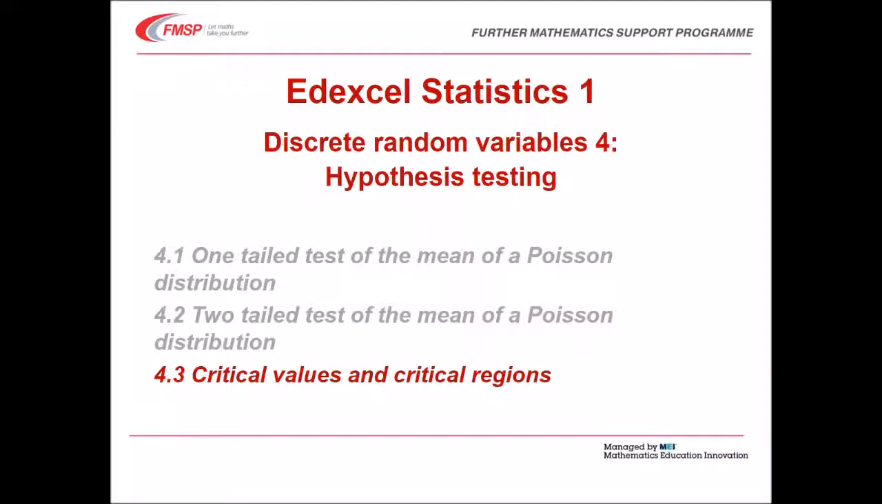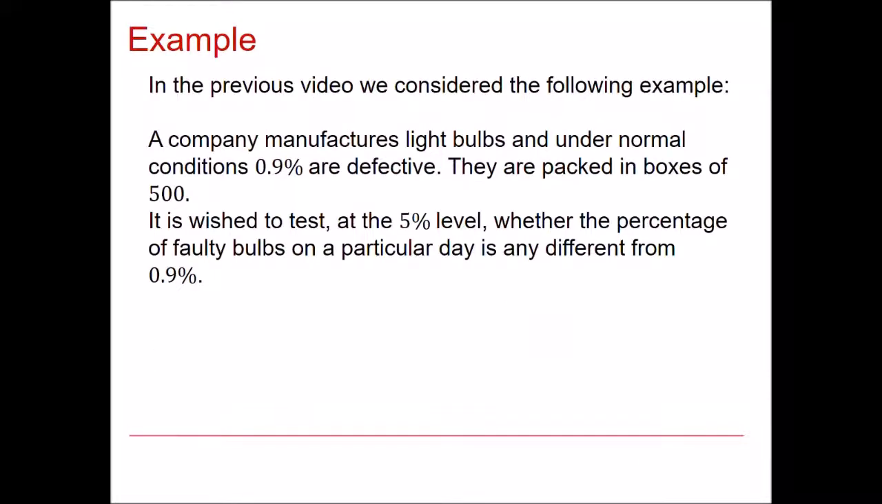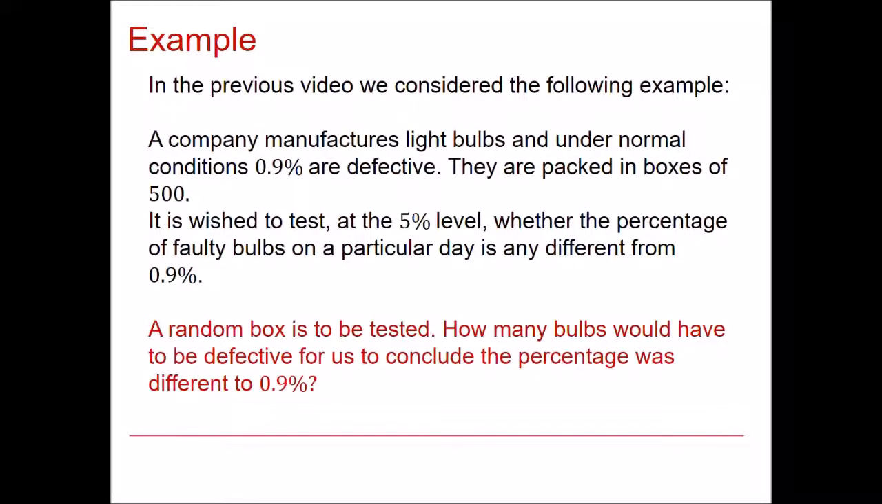This is the third video in this series, and it will concentrate on finding critical values and critical regions for Poisson hypothesis tests. In the previous video, we considered this example about the manufacture of light bulbs and the percentage that were defective. If we change the last part of this question to ask how many bulbs would have to be defective for us to conclude that the percentage was different to 0.9%, it's the same as asking where the critical region of this hypothesis test would be.